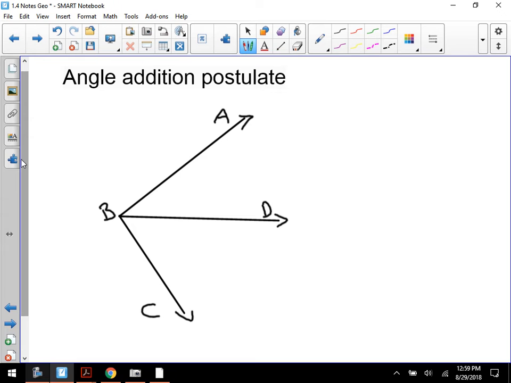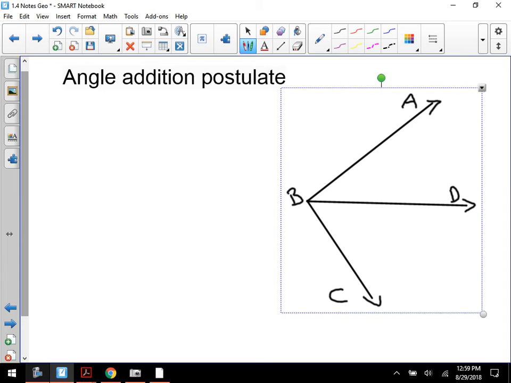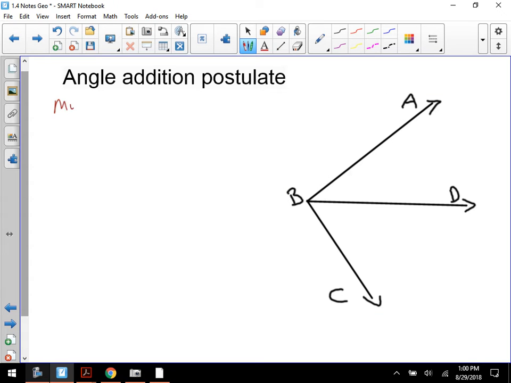Here, instead of being what we call collinear, you have to have two things that happen. Angle addition means that you have to have two angles that share a common vertex and a common side. Where's my common vertex here? At B. What's the common side? BD, very good. Okay. So in order for angle addition to work, you must have a common vertex.